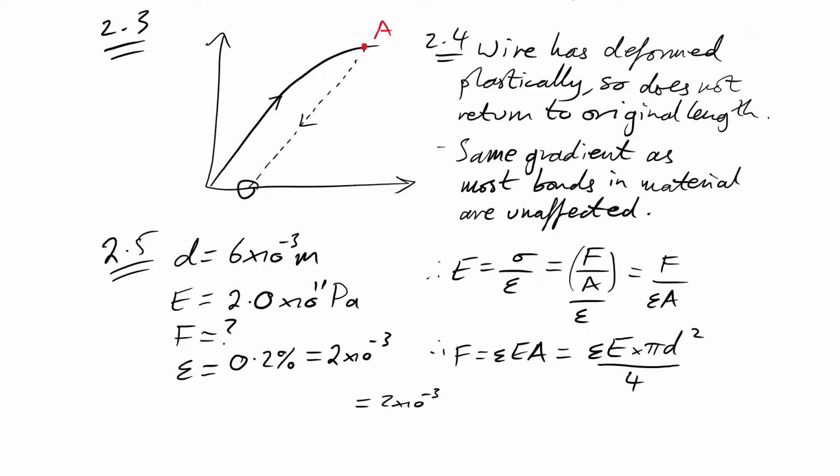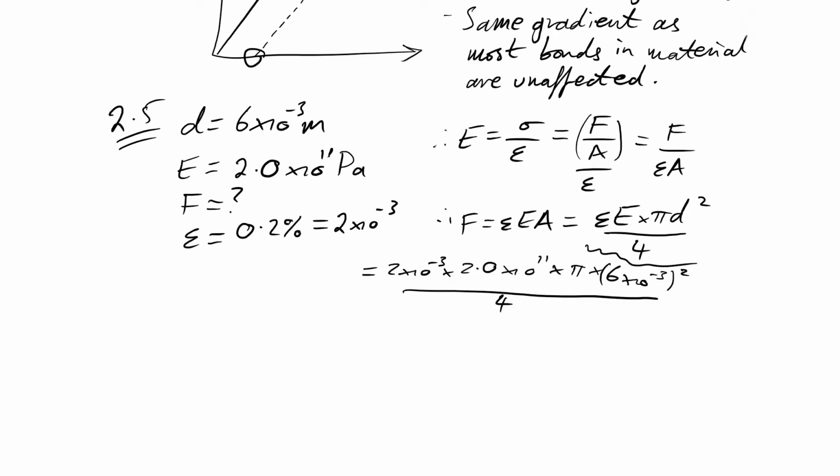So that's 2 times 10 to the minus 3 times 2.0 times 10 to the 11 times pi times 6 times 10 to the minus 3 squared divided by 4. Now you can either put that into your calculator, or we can actually tidy things up a little bit. We have 2 times 2 divided by 4, so actually that will disappear. And then we have 6 times 10 to the minus 3 squared, so that is going to be, I'm just going to write this down here, 36 times 10 to the minus 6.